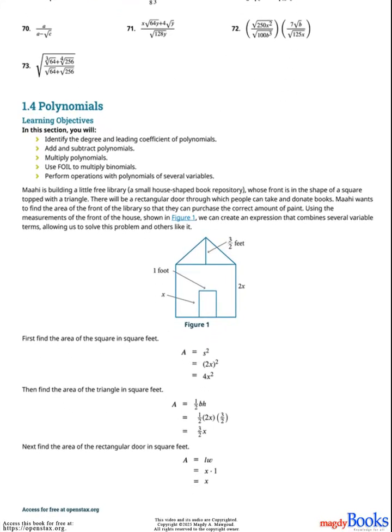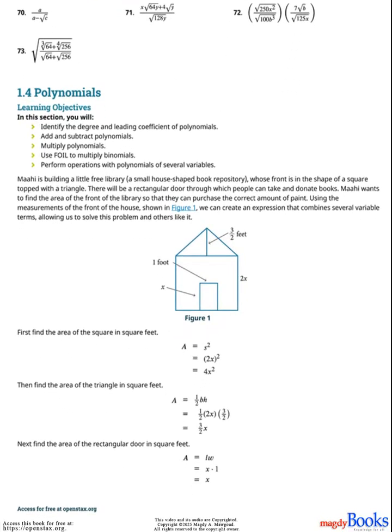Section 1.4, Polynomials. Learning Objectives. In this section, you will: 1. Identify the degree and leading coefficient of polynomials. 2. Add and subtract polynomials. 3. Multiply polynomials. 4. Use FOIL to multiply binomials. 5. Perform operations with polynomials of several variables.